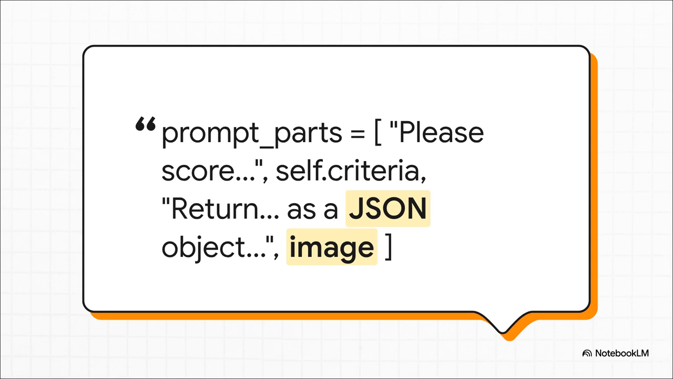And check this out, this is what it looks like in the actual Python code. It's not some crazy complex thing, it's just a list. You have some text, you have your custom rules, you have a command telling it to return JSON, and then you just drop the image object right in there with everything else. That's it, it's that simple.